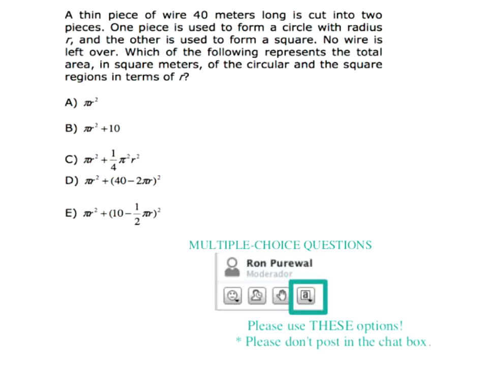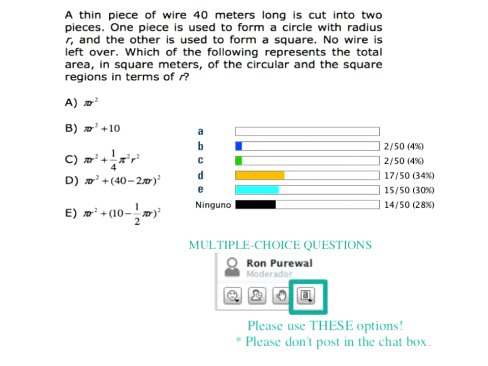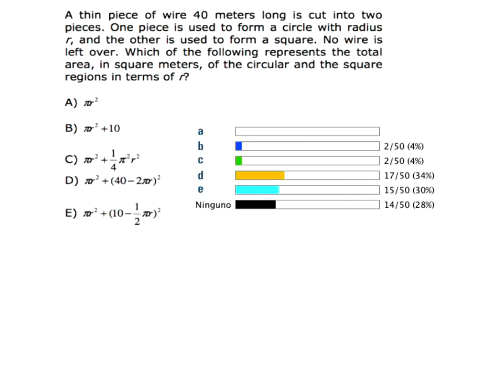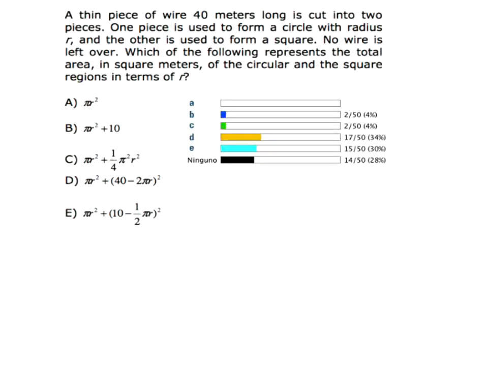Here are your responses as a class. We seem to have a strong preference for D and E here. But let's take a look. Does anybody know a way to solve this problem that isn't algebra? Where you don't have to manipulate a bunch of pi's and r's and things like that? If you do, go ahead and let me know in the chat box.